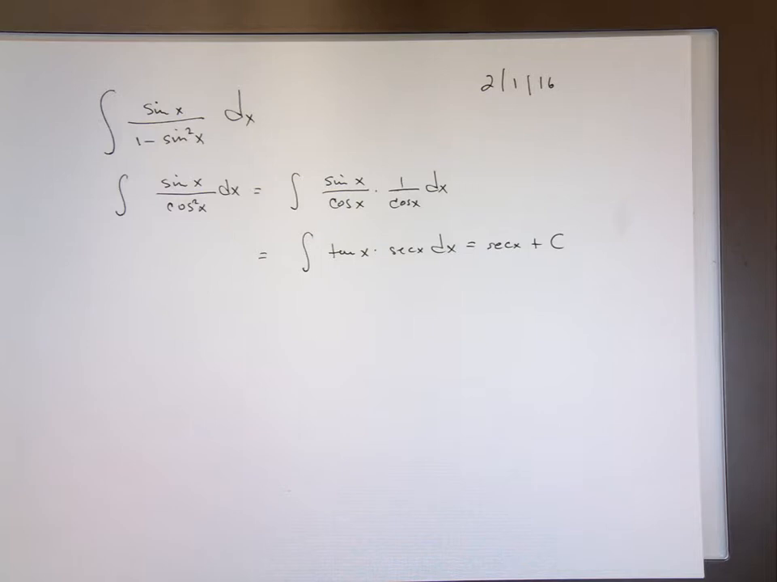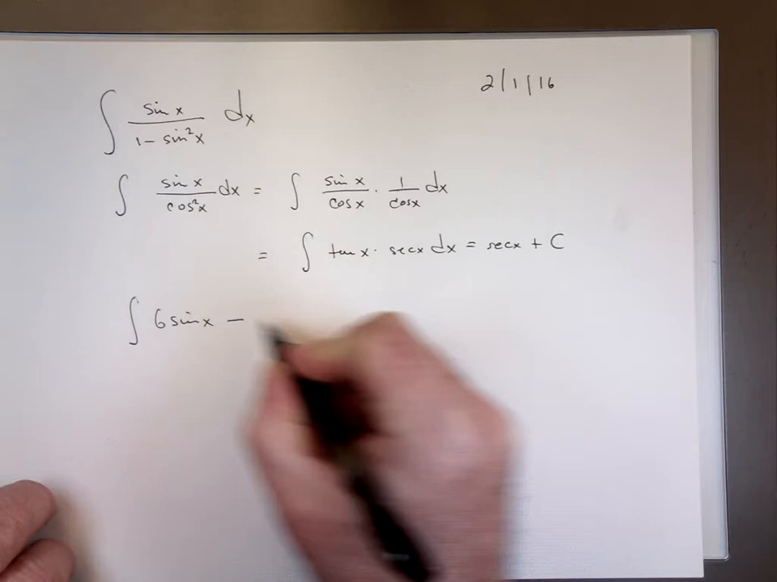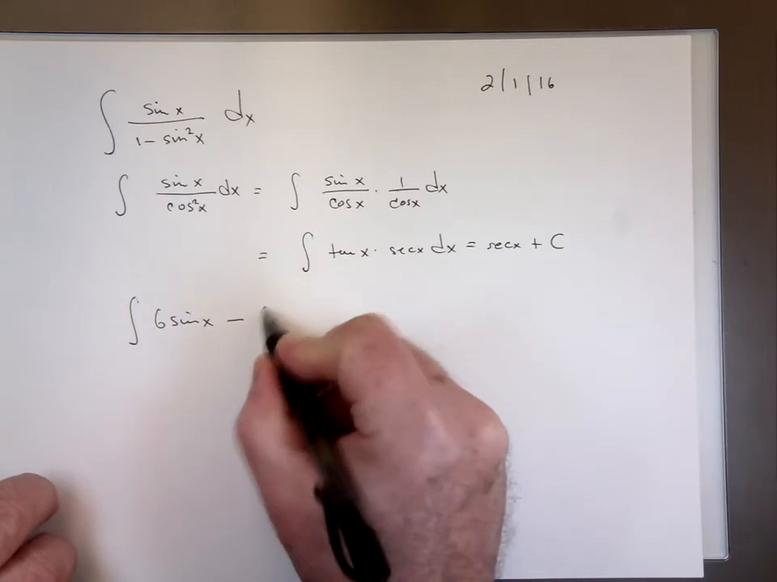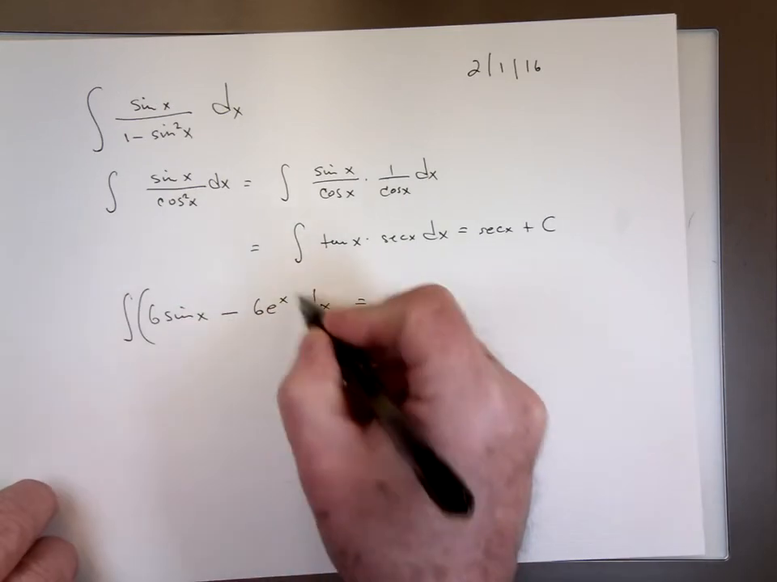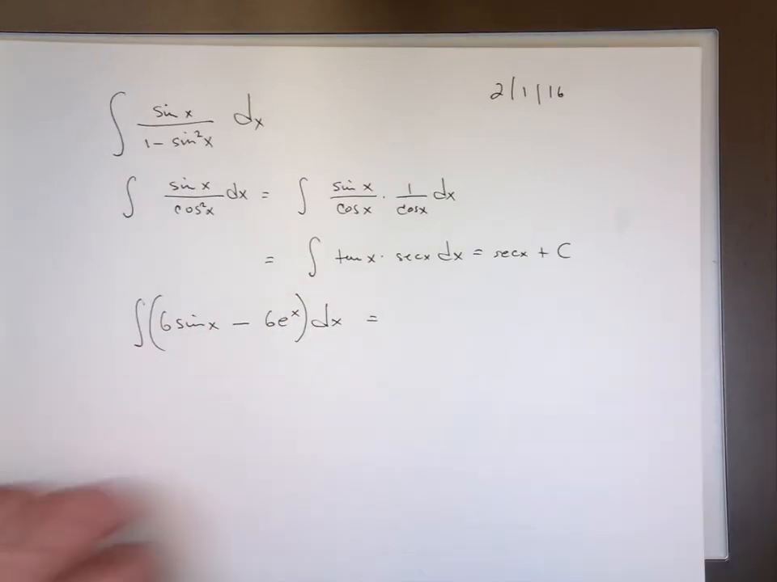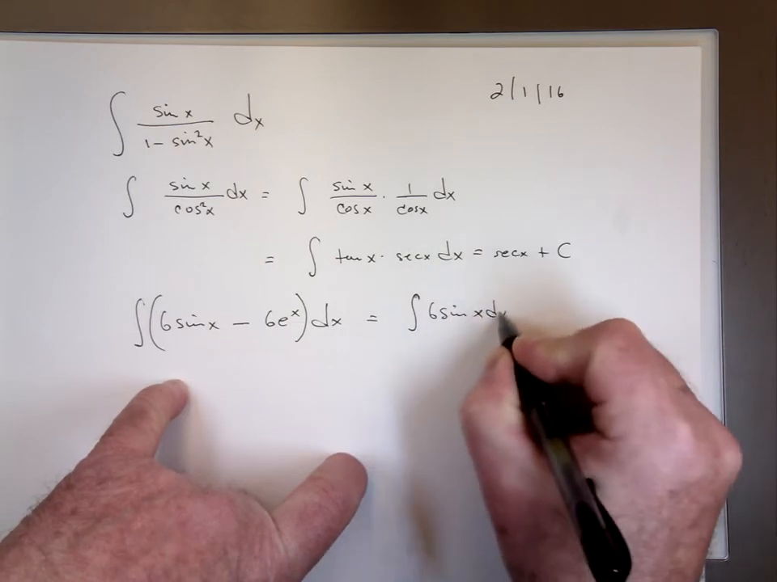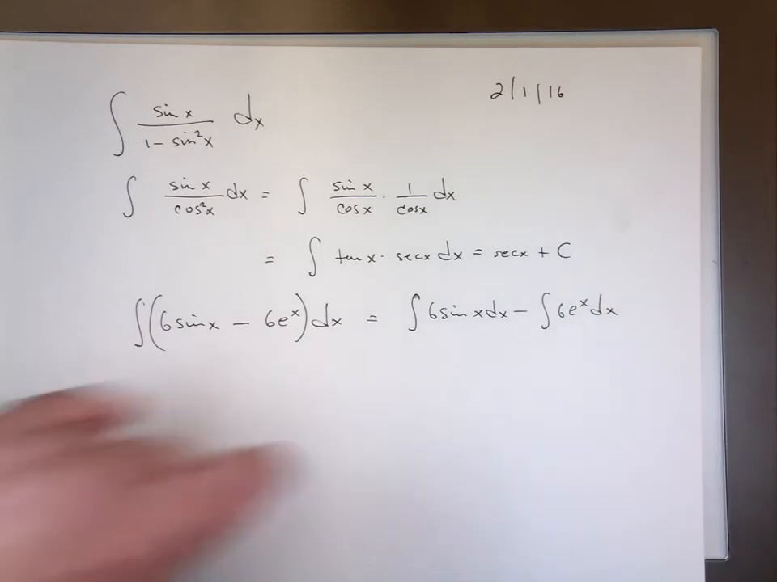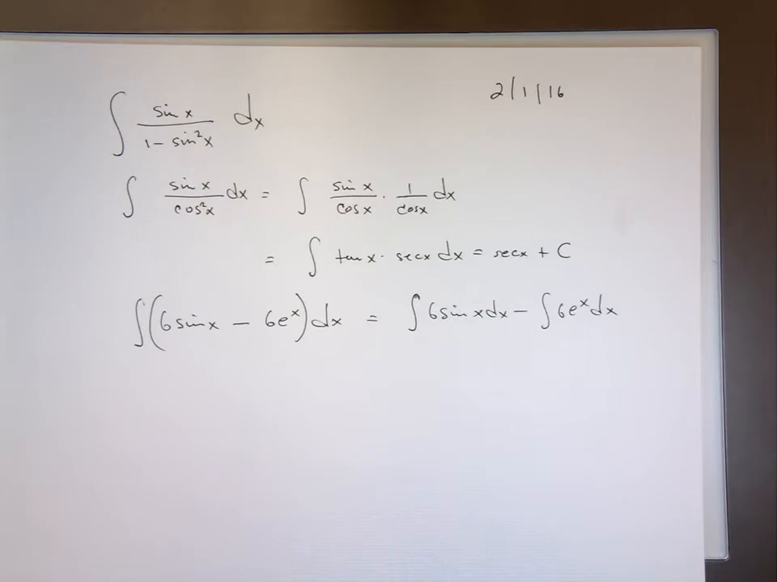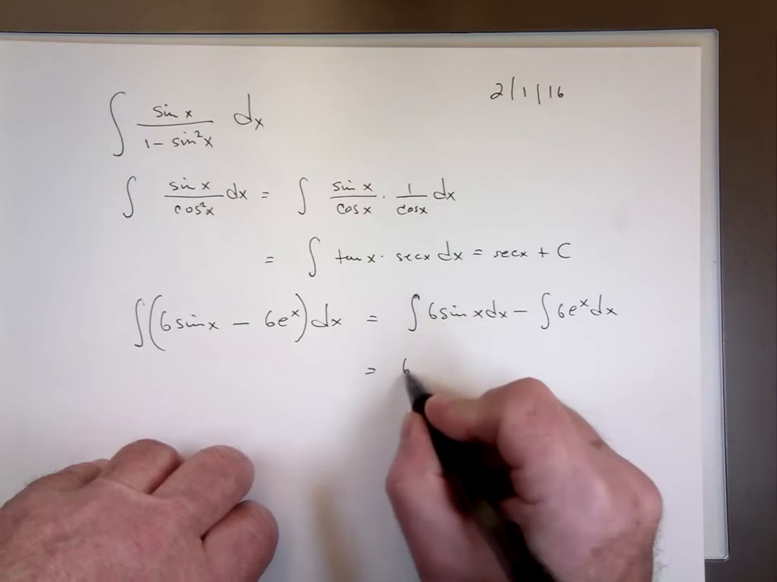It was 6 sine x minus 6 e to the x. Well, what they want you to realize is we can split this up. Here, let's do it a step at a time. We can split this up, first of all, into two integrals. Because that's a property we have. The integral of the sum or difference is the sum or difference of the integrals. Constants can be taken out front.